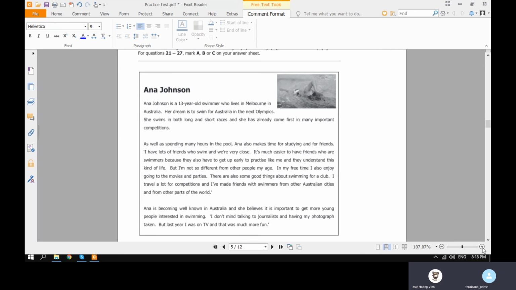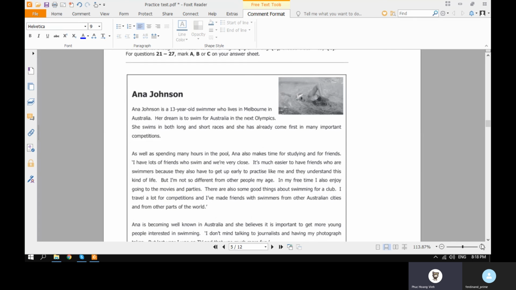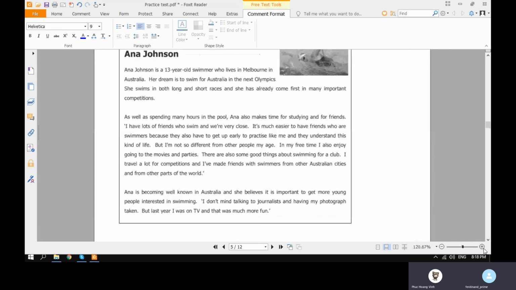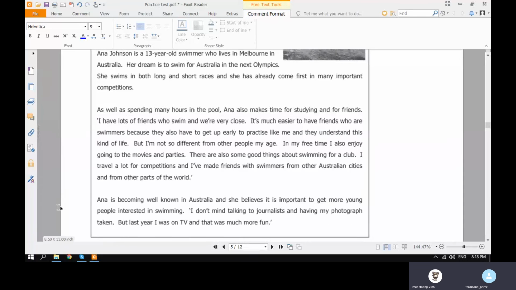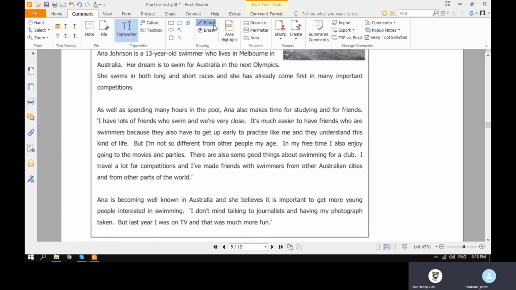Anna Johnson. Anna Johnson is a 30-year-old swimmer who lives in Melbourne, in Australia. Her dream is to swim for Australia in the next Olympics. She swims in both long and short races, and she has already come first in many important competitions. As well as spending many hours in the pool, Anna also makes time for studying and for friends.